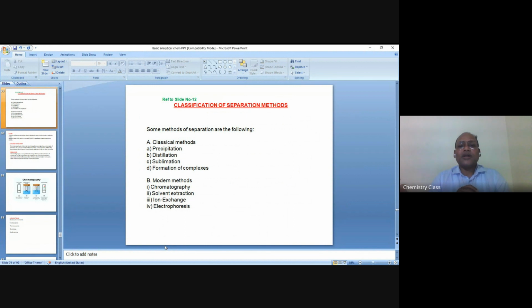Okay. Now refer to slide number 12, and this is another topic, the classification of separation methods. Here there are 2 types of methods: one is the classical method, the second is the modern method. Classical methods, you have to understand what they are. Hand picking, magnetization. Suppose a sand and iron mixture is there and we have to separate the iron. We use a magnet, and the magnet will attract the iron. Then the sand will be separated out. This is the classical method.